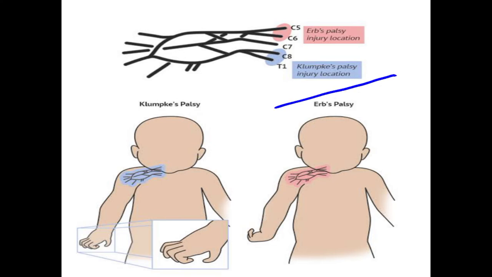The C8 and the T1 are Klumpke's palsy, while Erb's palsy involves the C5 and the C6. So in some texts, some scholars usually call Erb's palsy an upper trunk neuropathy, and Klumpke's palsy a lower trunk neuropathy. Why? Because Erb's palsy is affected by the C5 and the C6, which are upper roots, while the C8 and T1 are lower roots. So note that.